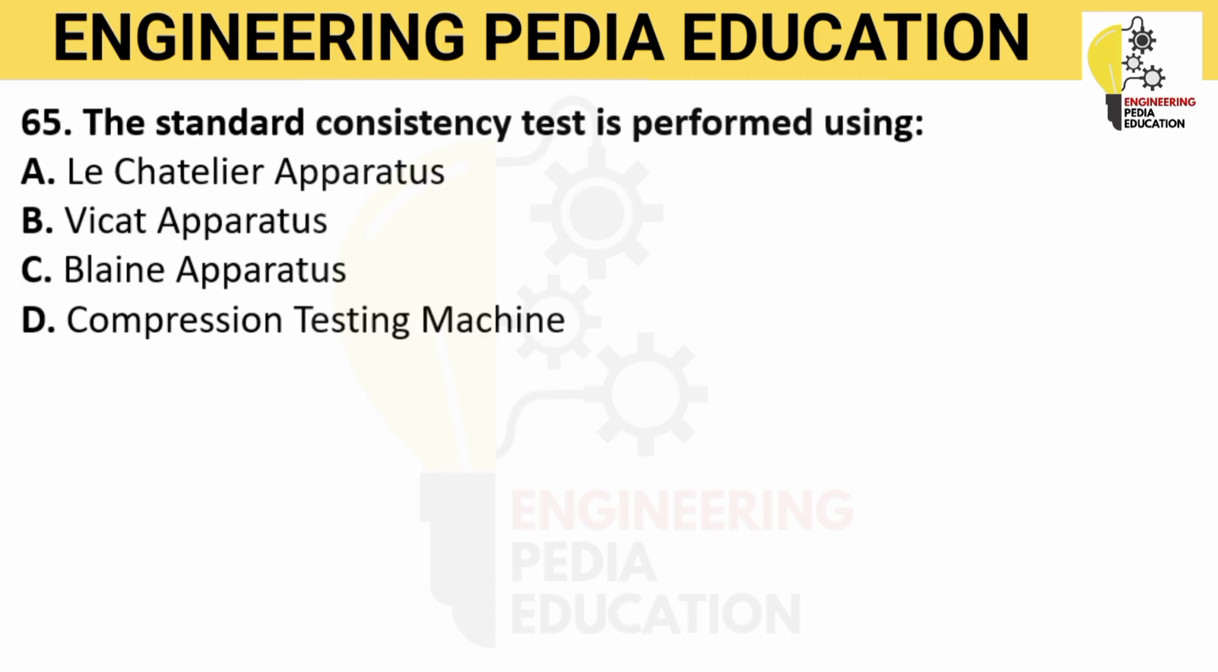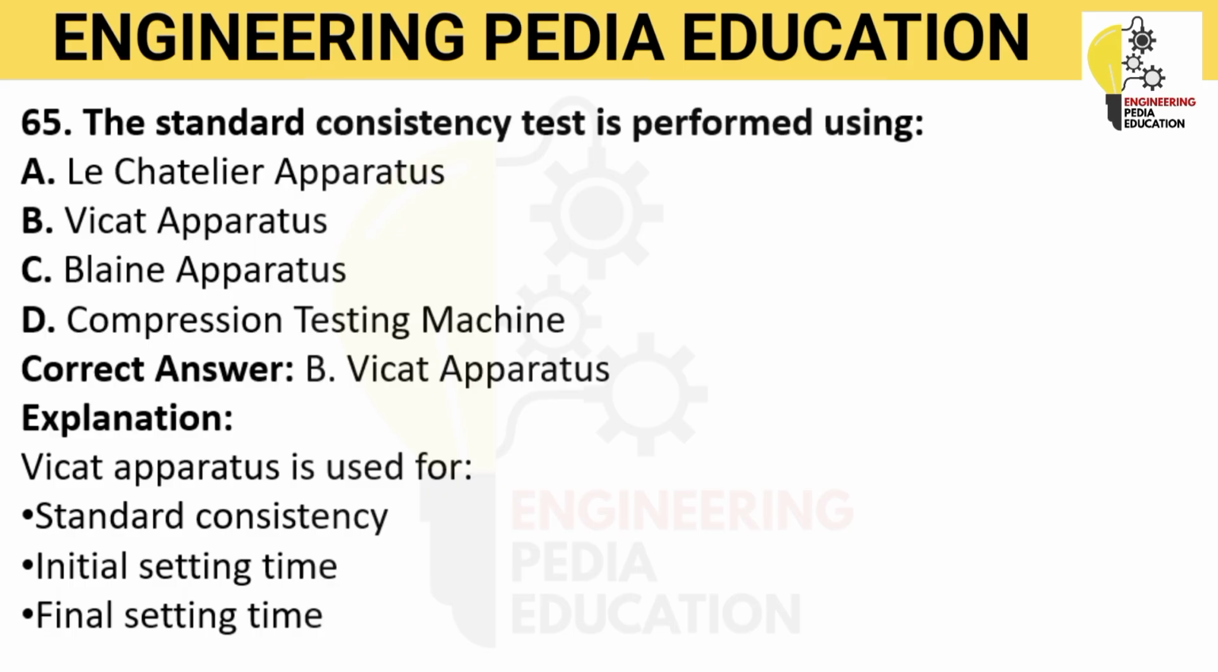The standard consistency test is performed using Le-Chatelier apparatus, Vicat apparatus, Blaine apparatus, compression testing machine. So the correct answer is Vicat apparatus. Vicat apparatus is used for standard consistency test, initial setting time test, and final setting time test. Compression testing machine is used for compression test. Le-Chatelier is used for soundness test.